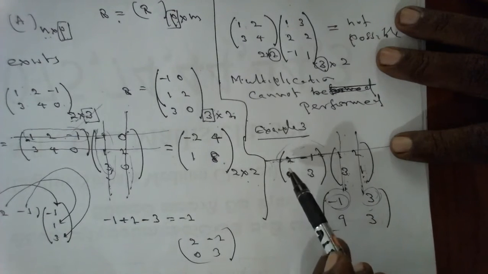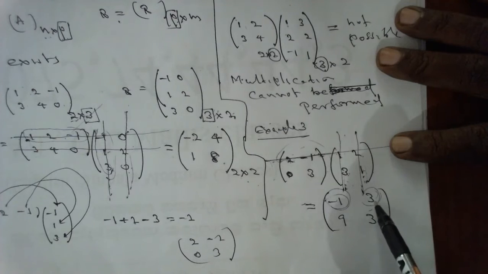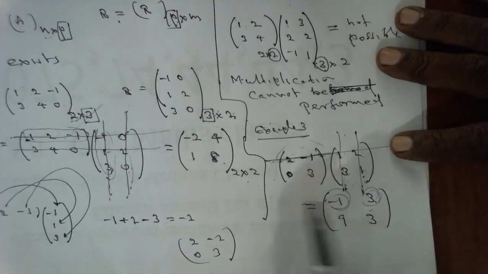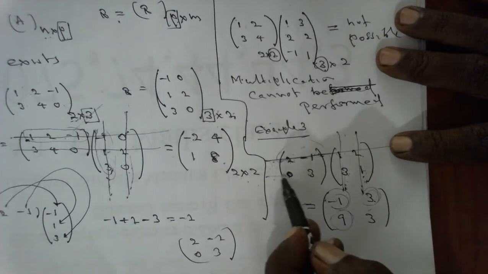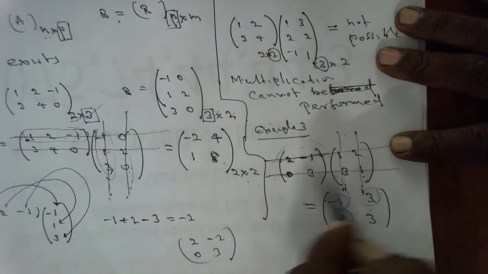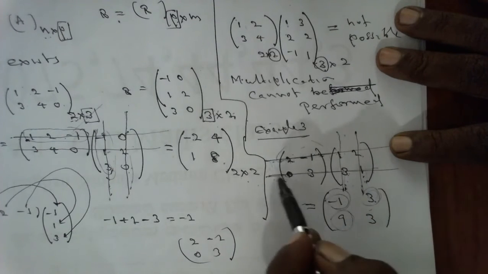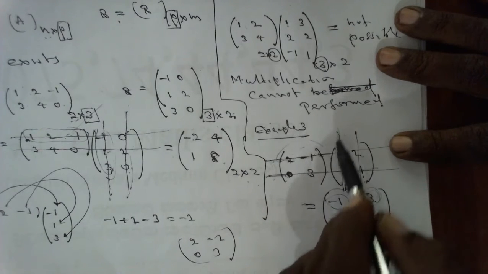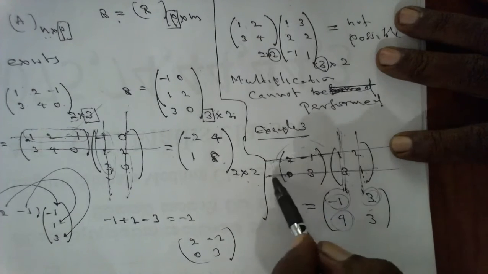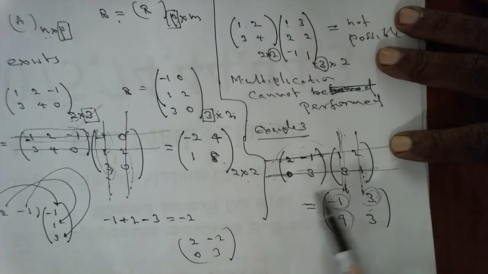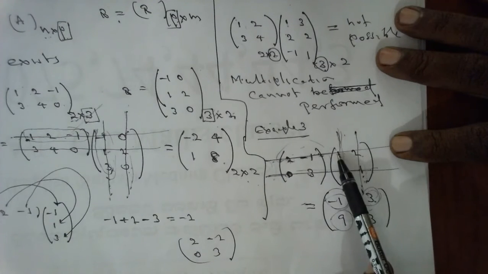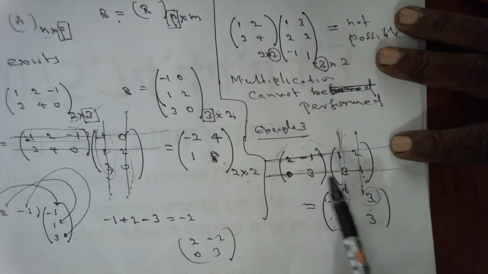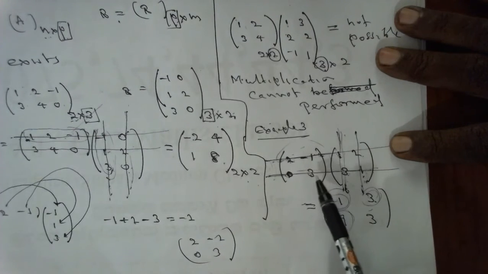Is it clear? Yes, sir. This number. Then if you want that element, how do you get it? That is the intersection of this row and this column. You just multiply this row and this column. That is 0 into 1, 0. 3 into 3, 9. 0 plus 9 is 9.